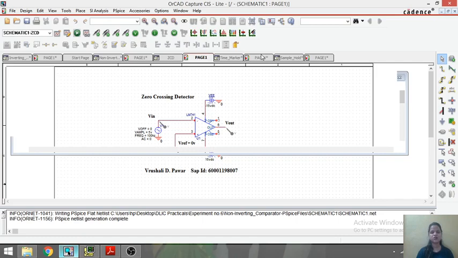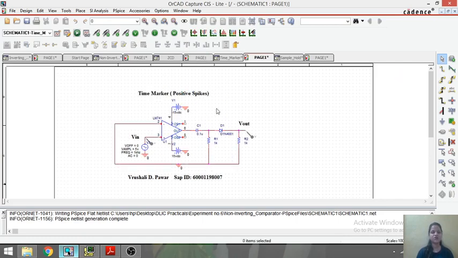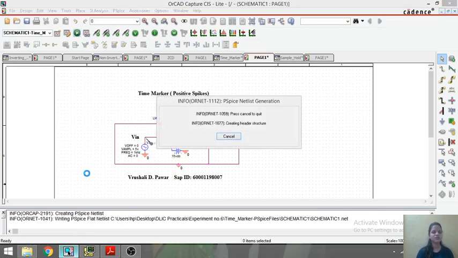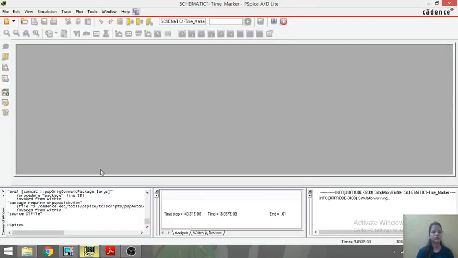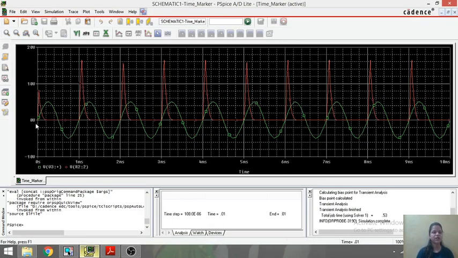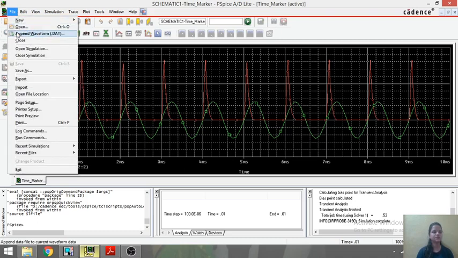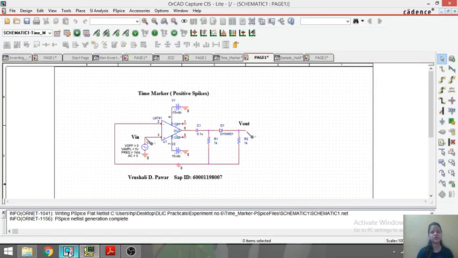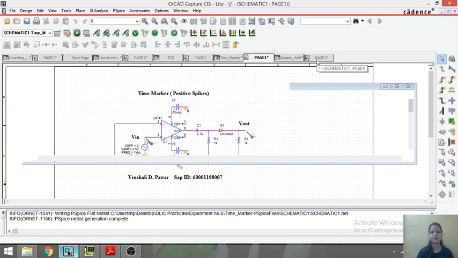So next is the time marker generator. Here I already made a circuit for the time marker generator. In that I am giving V amplitude as 5 volt and the frequency as 1 kHz and taking output from here. So let us run this to check the output. So here is the time marker generator output. Green one is the input and the red one is the output wave. You can see here the output is only the positive spikes as the time marker generated.